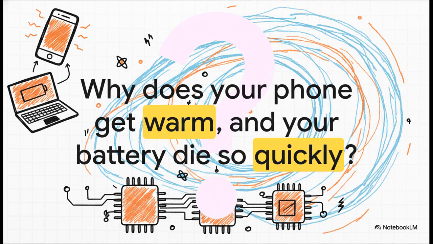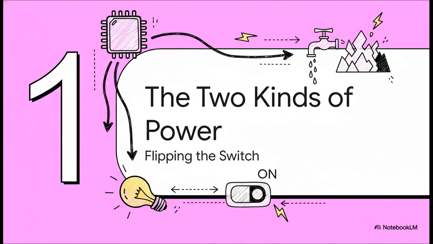Ever stop and wonder why your phone gets kind of warm in your pocket? Or how your laptop battery just seems to melt away, even when the screen is off and it's just sitting there? Well, the answer to all of that comes down to the very nature of how a computer chip actually uses electricity. Okay, to really get this, we've got to pop the hood on a computer chip. As it turns out, there are two totally different ways a chip sips on electricity, and for decades, engineers have been tearing their hair out over both of them.